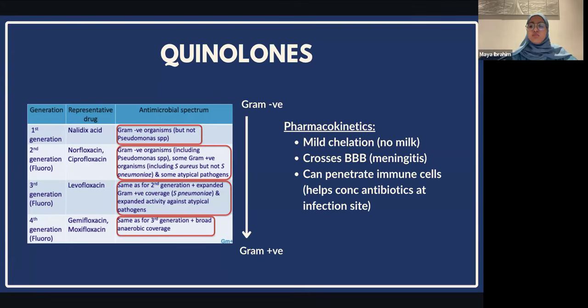Pharmacokinetics: don't drink milk when you're taking this drug because it has a mild chelation effect, just like tetracyclines. They cross the blood-brain barrier and can penetrate immune cells, which helps concentrate the antibiotic at the infection site. Crossing the blood-brain barrier means they can treat meningitis. Now, contraindication is pregnant women and lactating women. Why? Because this drug can cross the placental barrier and affect the baby's growth.